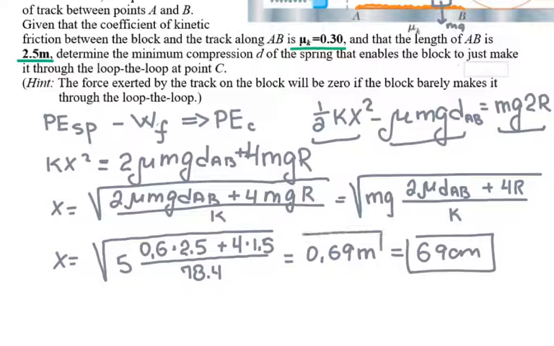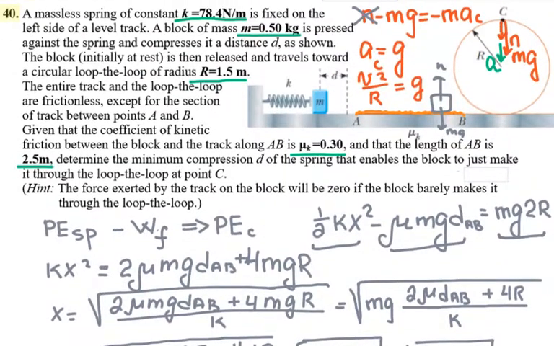So either answer is okay. This is the compression you need for the block to barely pass over point C. So it would have enough energy just to pass over C.